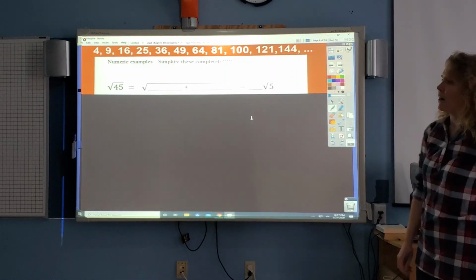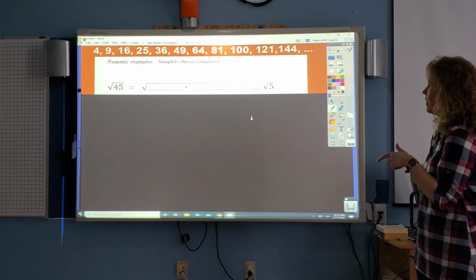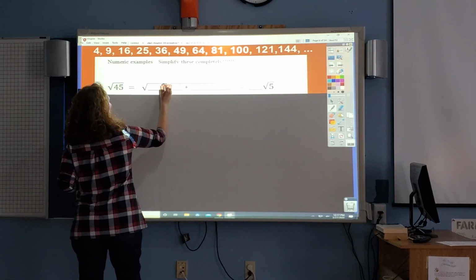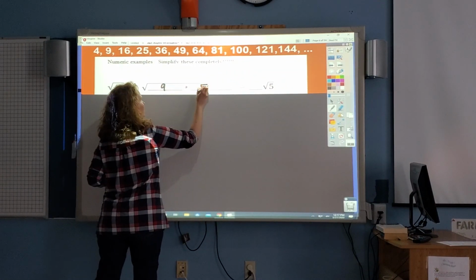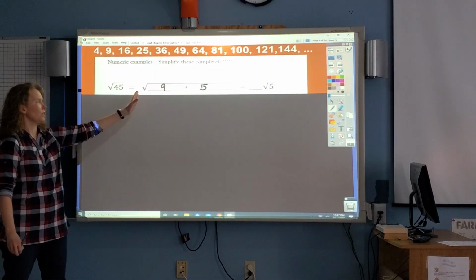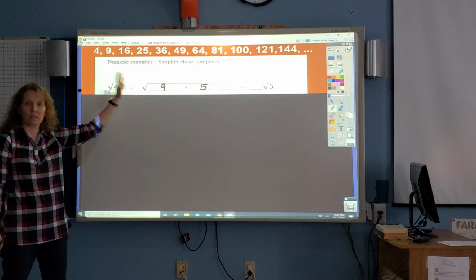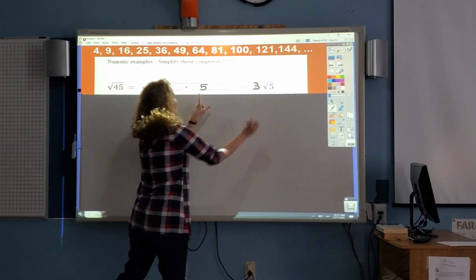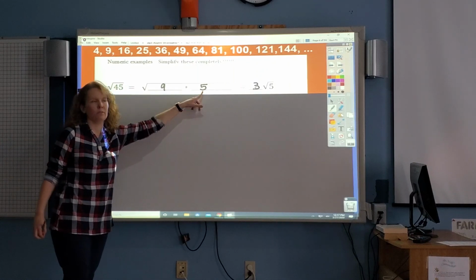We're going to look at 45 and think about what perfect square would go into 45. And that would be a 9 times 5. And so what I like to do is pull out close to the end of the radical the perfect square that's going to come out. And so when we do the square root of 9, we're going to get 3. And then this 5 will stay under the radical.